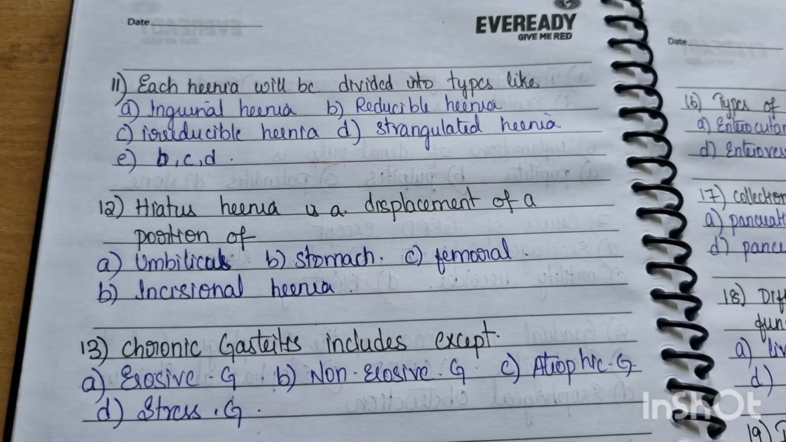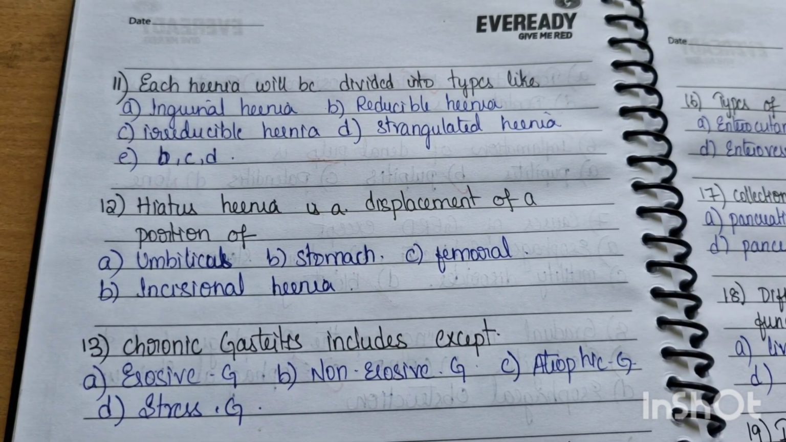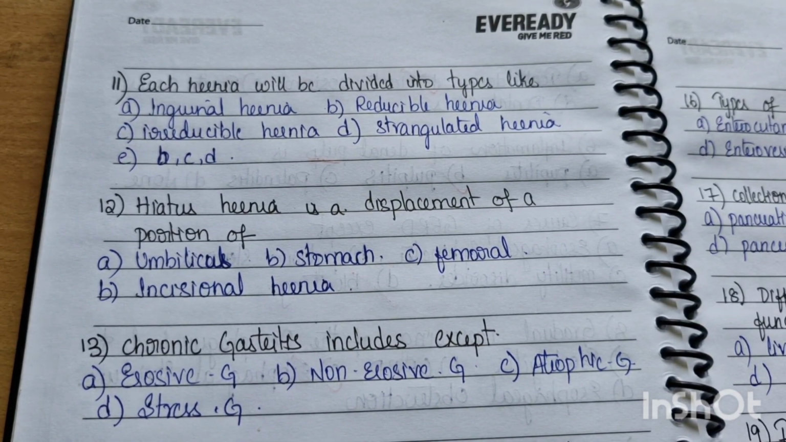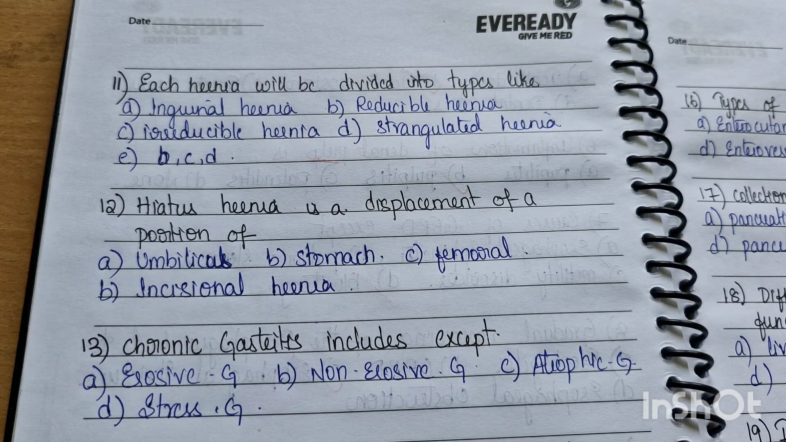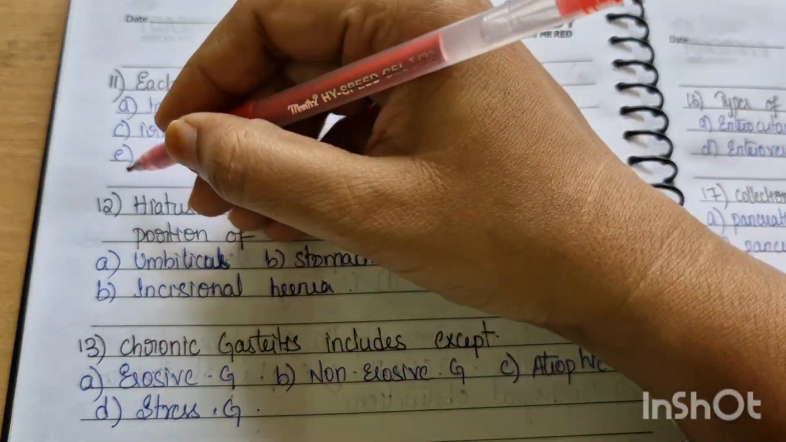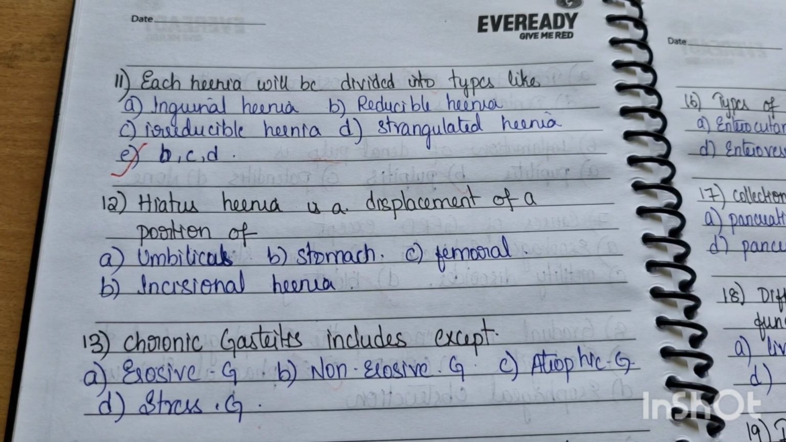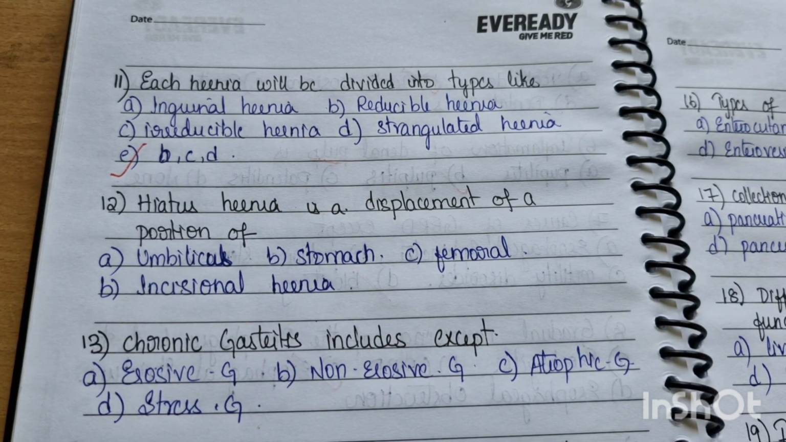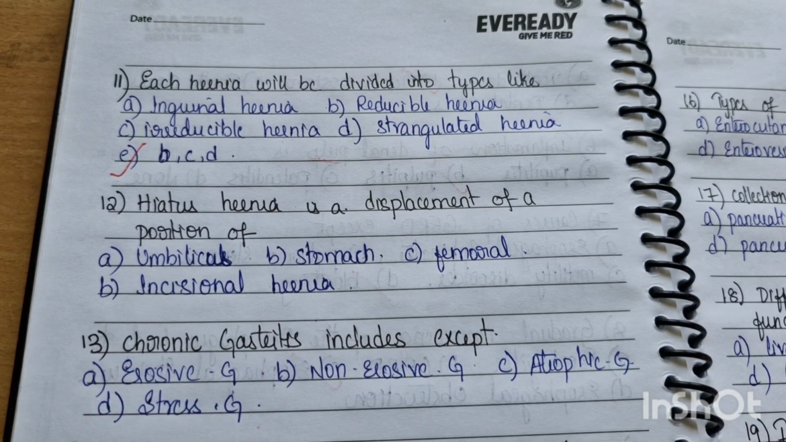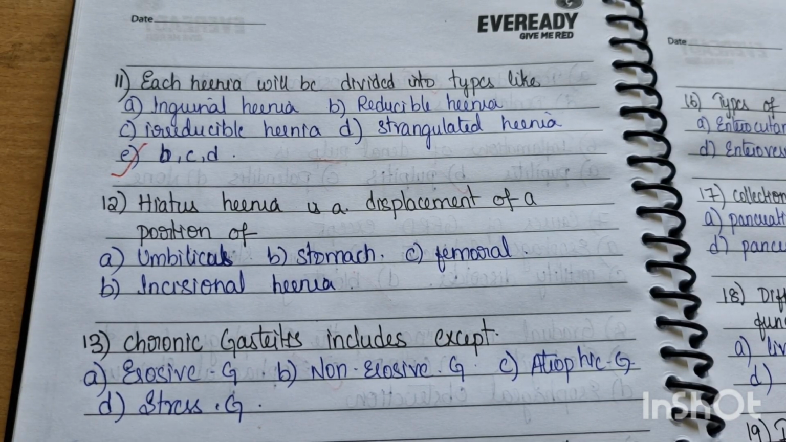So what is next? Each hernia will be divided into types. There are many types of hernias, but each hernia is divided into types. What are they? Inguinal hernia, reducible hernia, irreducible hernia, strangulated hernia, or it includes B, C, D. Can you guess the answer? It is E, B, C, D. Inguinal hernia is one type of hernia only. Each hernia is divided into three types: reducible, irreducible, and strangulated.